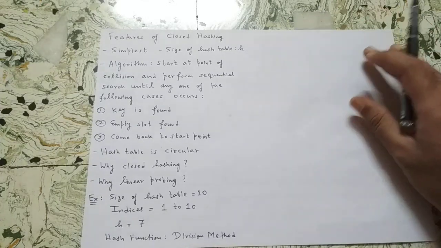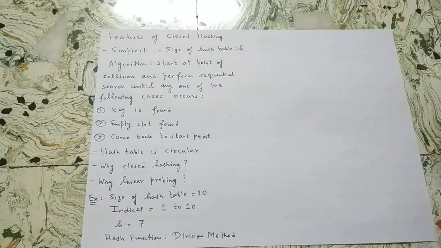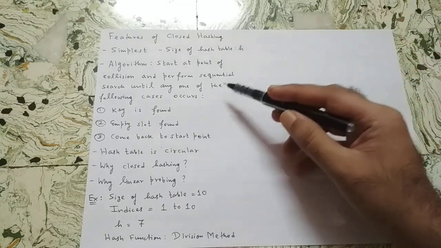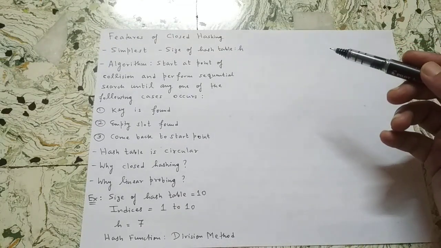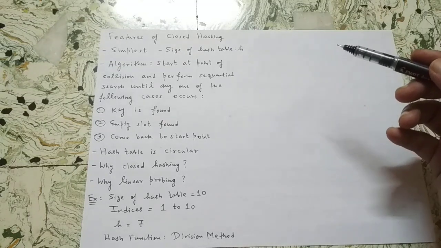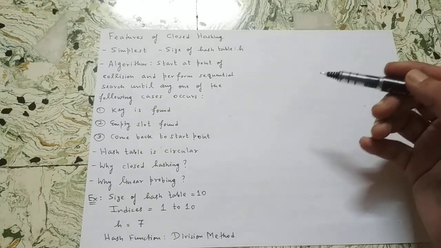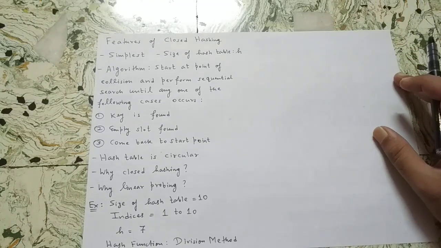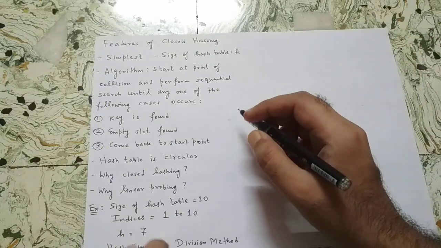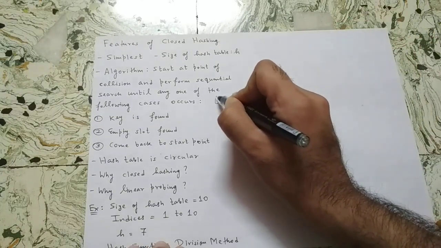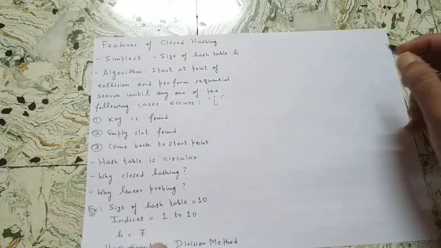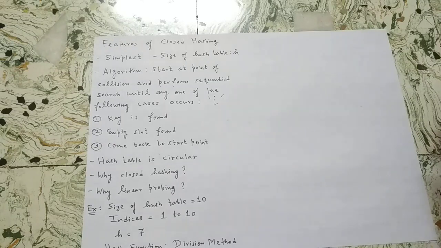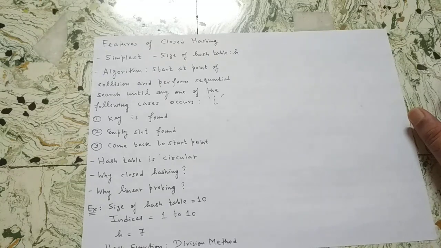Now, how does closed hashing work? If you can look at the algorithm, I'll try to explain what this statement actually means. So let's say you start with the hash address where the collision has occurred and you call it I. Let's say collision occurs at a particular index, and let's say that index is index I. Now, if you're employing closed hashing, what you will do is follow a sequence of locations in the hash table and carry out linear search.